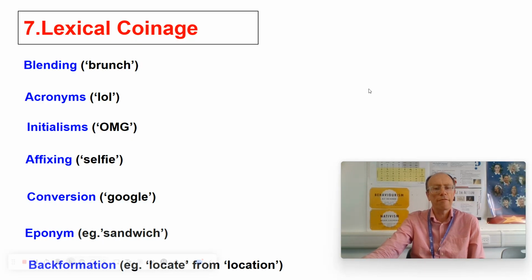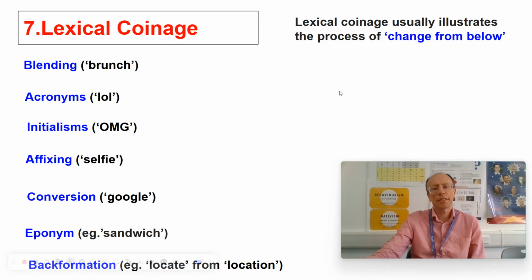Oh, one more, back formation, which I think is always a strange one. And so this is where you take an existing word like location and then you lop off the end of it and convert it into a new word class. So the abstract noun location becomes the material verb locate. That's called back formation.